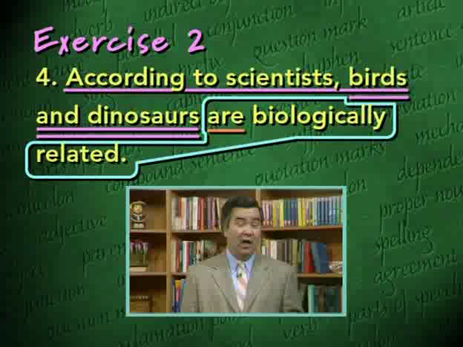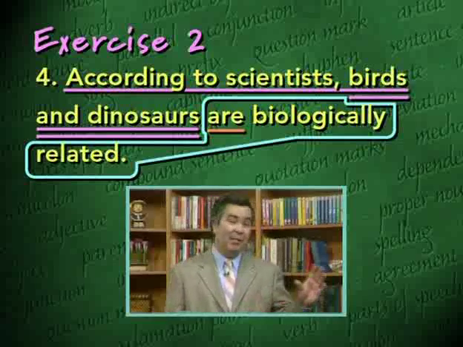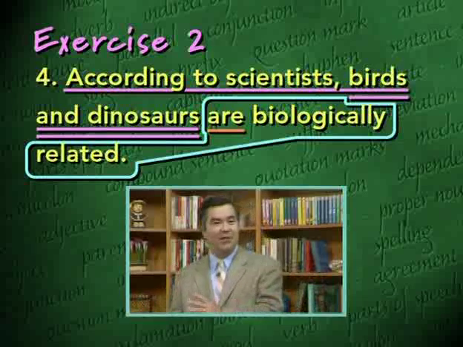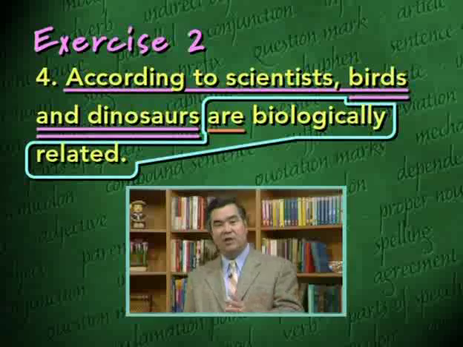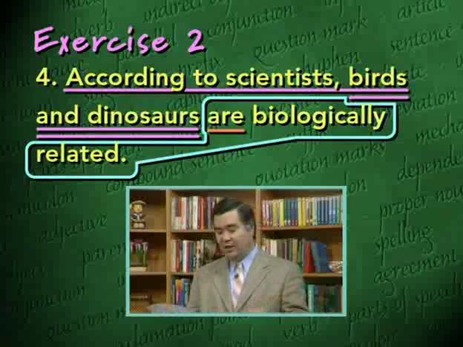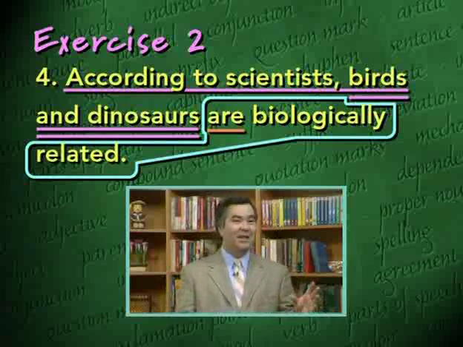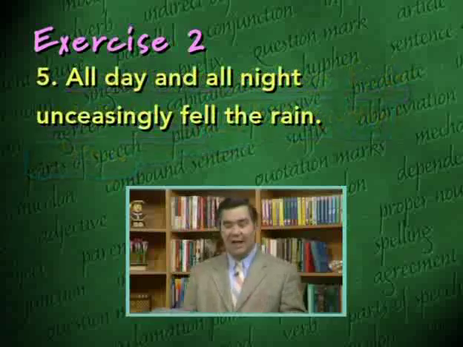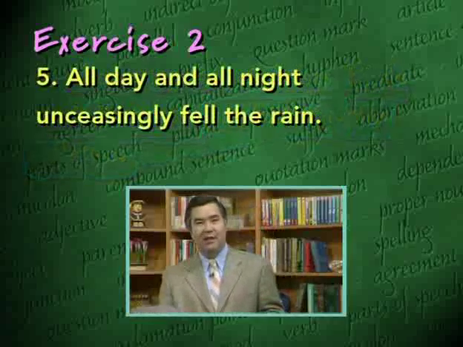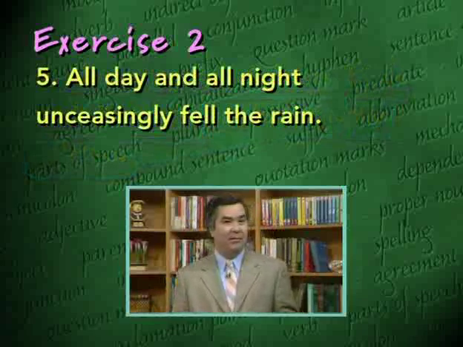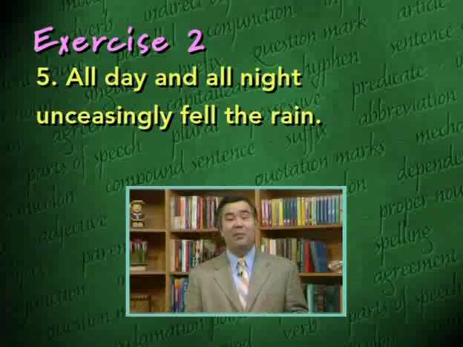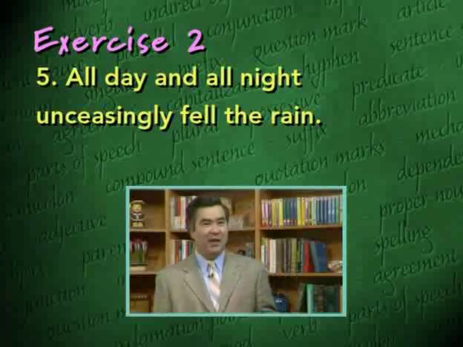Looking at the predicate, what's the most important word, the verb in this predicate? The verb is are. What the sentence is about is something that birds and dinosaurs are. And all the remaining words in the sentence give more information about that. They tell us where this information comes from, namely scientists, and they tell us what the birds and dinosaurs are. They are biologically related. Our last example: all day and all night unceasingly fell the rain. This sentence may sound a little bit unusual to you, and it's written in a slightly unusual English style. It almost sounds a little bit poetic, and we put it in for a specific reason.